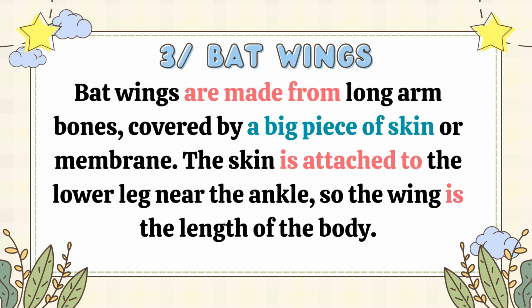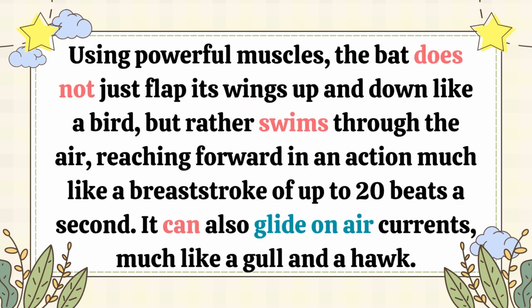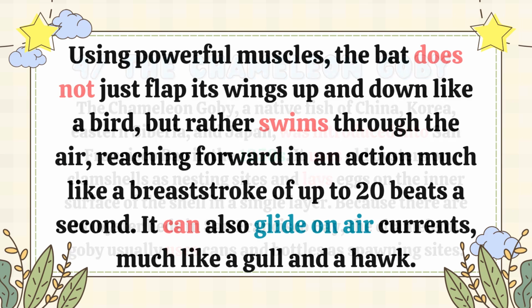3. Bat wings. Bat wings are made from long arm bones covered by a big piece of skin or membrane. The skin is attached to the lower leg near the ankle, so the wing is the length of the body. Using powerful muscles, the bat does not just flap its wings up and down like a bird, but rather swims through the air, reaching forward in an action much like a breaststroke of up to 20 beats a second. It can also glide on air currents, much like a gull and a hawk.